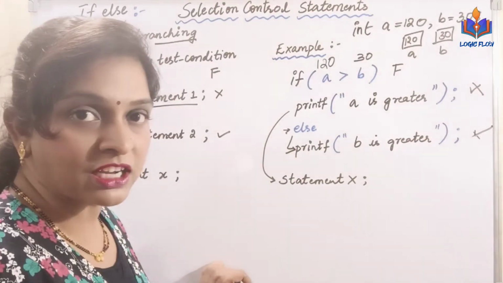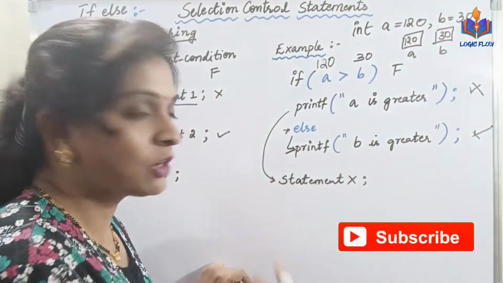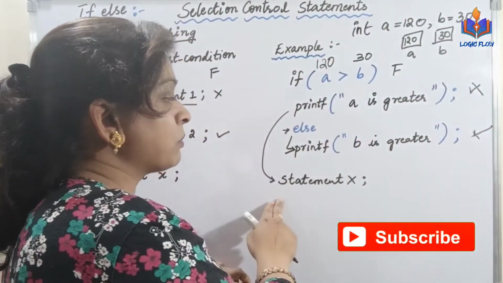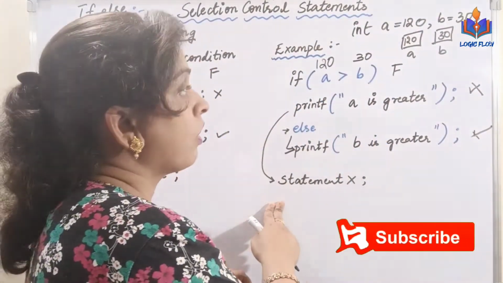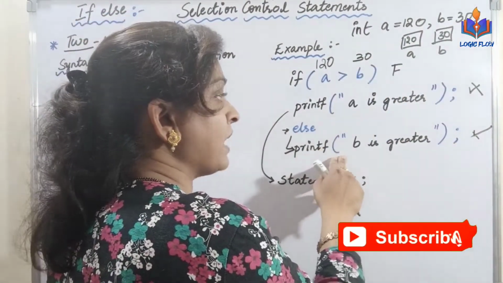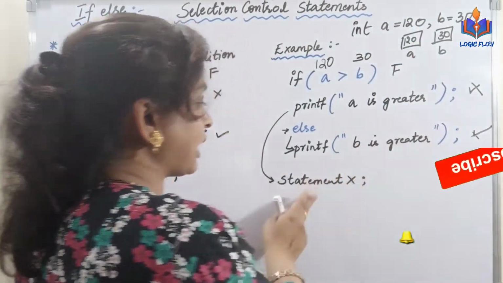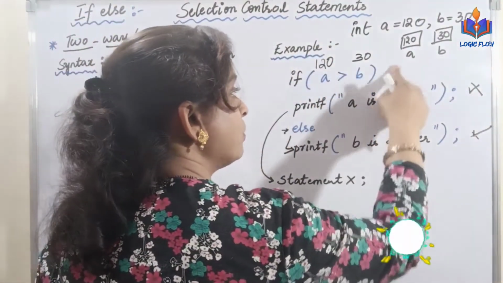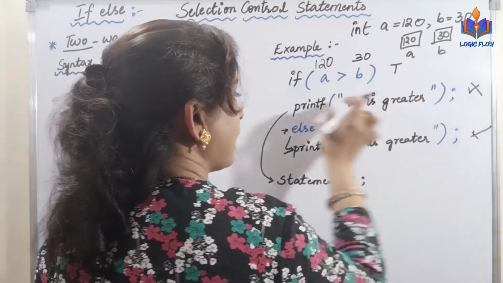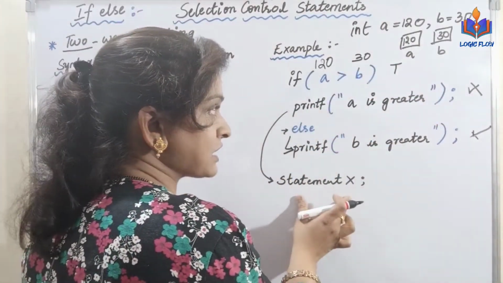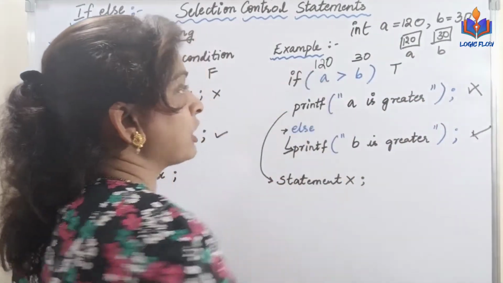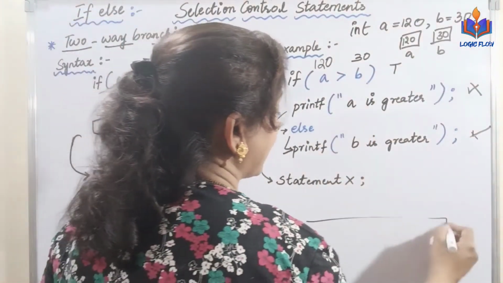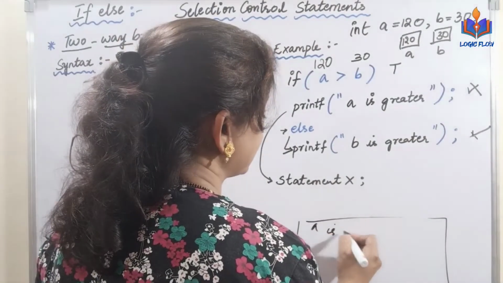So based on the condition, I may execute statement 1 or statement 2. Once I execute statement 1, I'll straight away come to statement X. Or if I come to the else part, the else part of the statement gets executed and continues with statement X. So if the condition evaluated as true, statement 1 and continue with statement X. So I'll just say, is 120 greater than 30? Yes, it is true. Then I should get a message in my output screen. I'll be getting a message, A is greater.